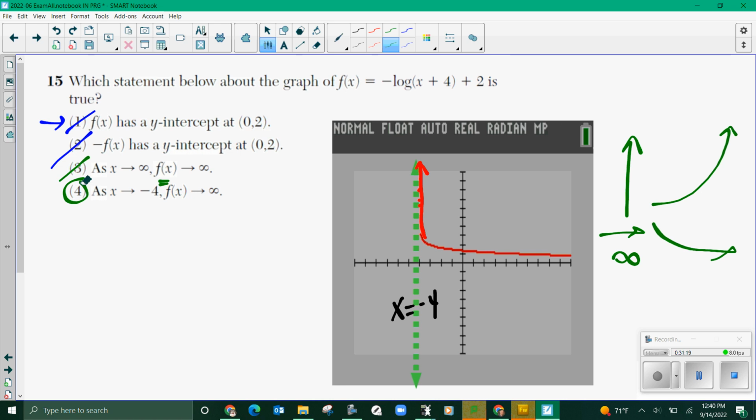Let me explain. As x approaches -4, as I get closer to this magic line right here, my y goes to positive infinity, goes up forever, and it absolutely does. As it gets closer to -4, it goes higher and higher up. That is 100% true. That is problem 15, and that's your answer. One more. Let's do it.